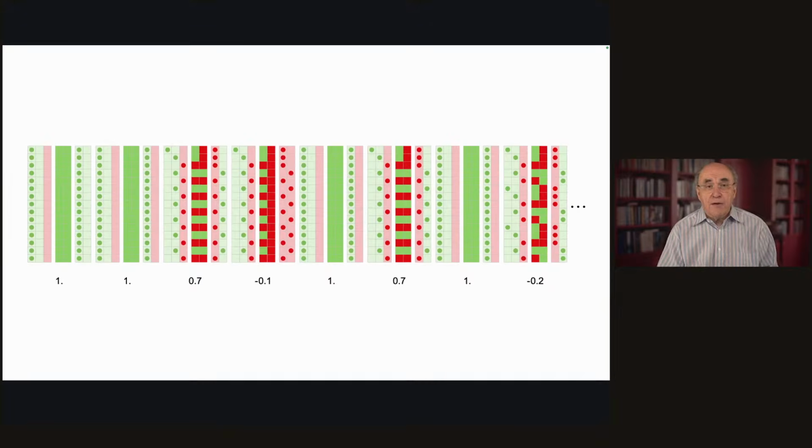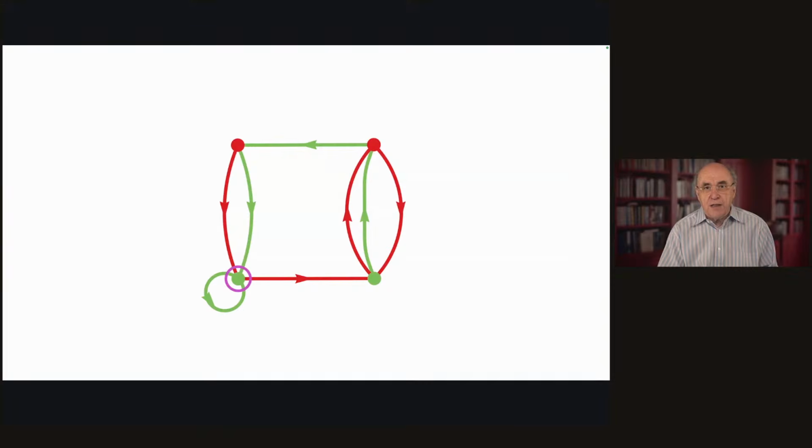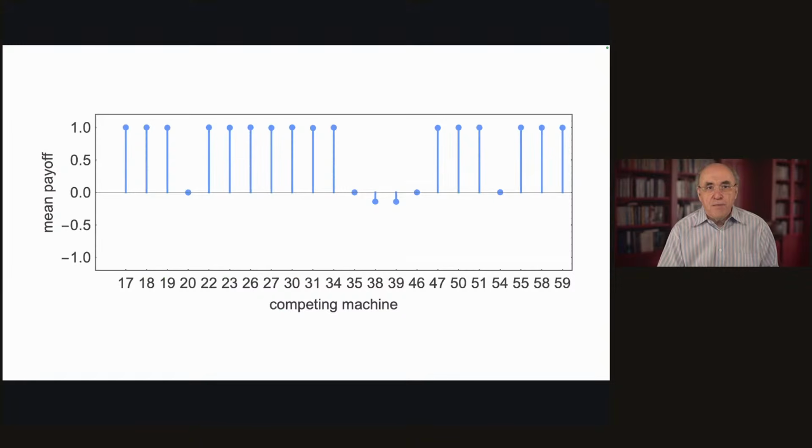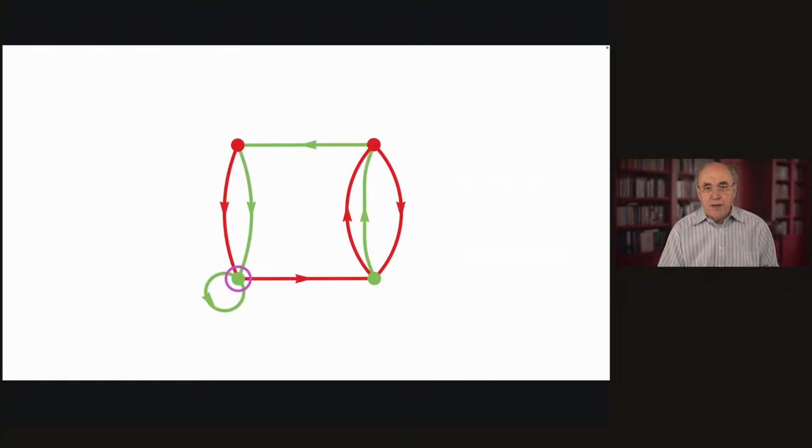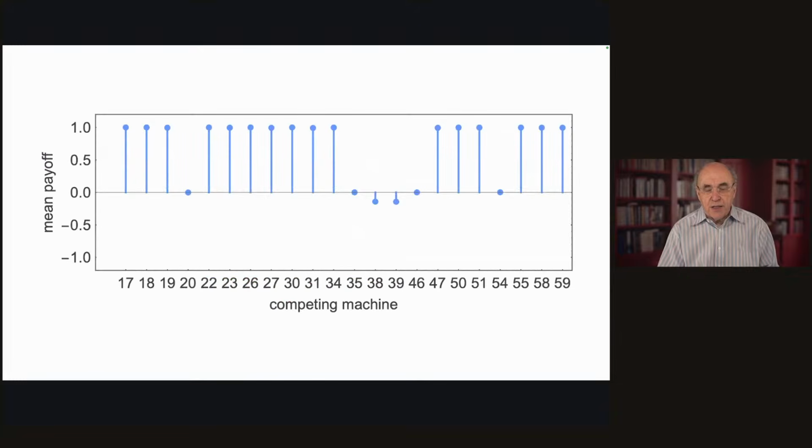So how about four-state machines? The four-state machine that does the best overall against two-state machines is this one here, 109828. Out of the 22 two-state machines, it only gets less than payoff +1 in 6 cases. So almost all the time, that four-state machine is just a slam dunk winner against all two-state machines.